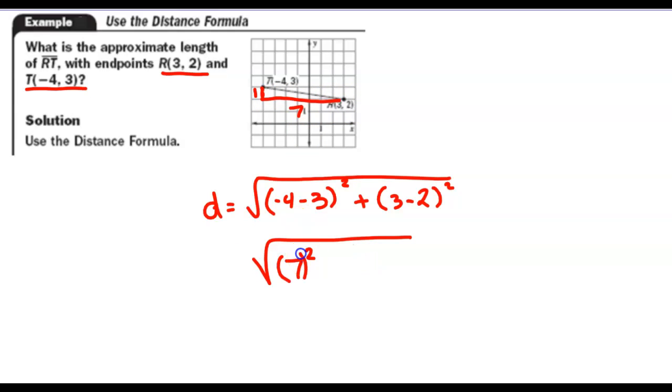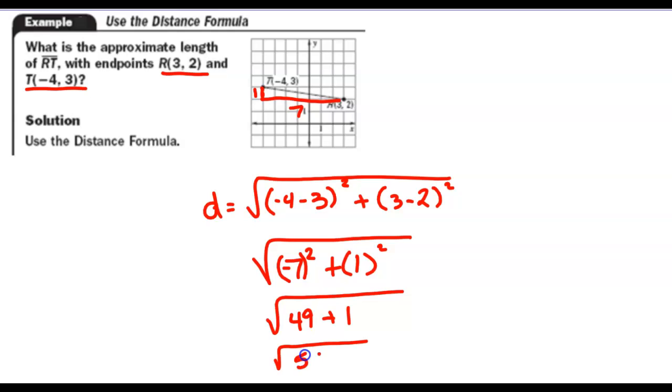Now, this is negative 7, but whether it's negative or positive, negative just means you're going to the left or down. Positive means you're going to the right or up. So negative 7 squared, 3 minus 2 is 1 squared. So basically, to get from R to T, we went to the left 7 and we went up 1. We then square those numbers. Negative 7 squared is positive 49, plus 1. 49 plus 1 is 50 equals D.